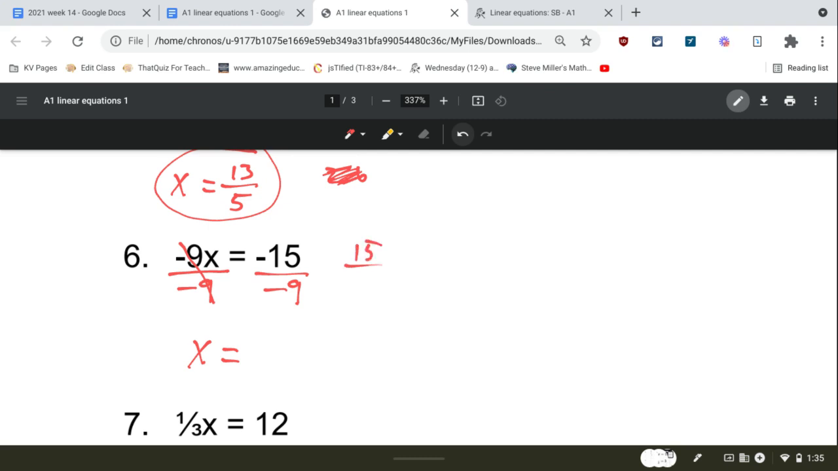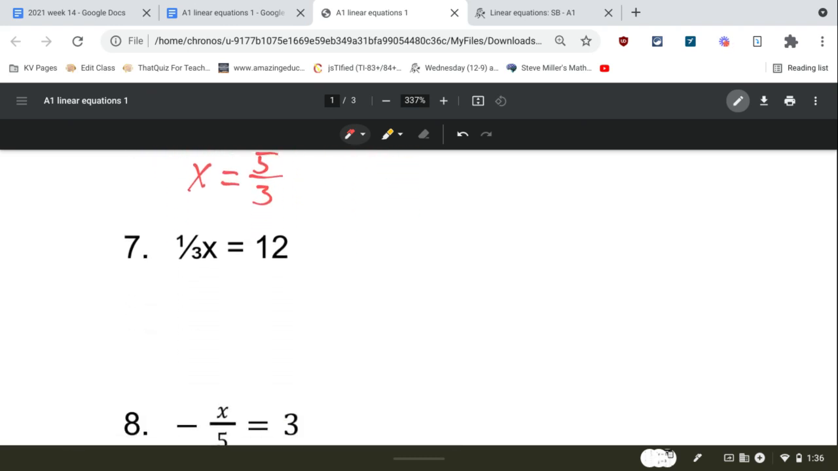15 and 9. So I know you can divide them by 3. So that would give you a 5 on top and a 3 on bottom. It'd be 5/3. All right, so if you divide top and bottom by 3, that's how I'm getting these numbers here.